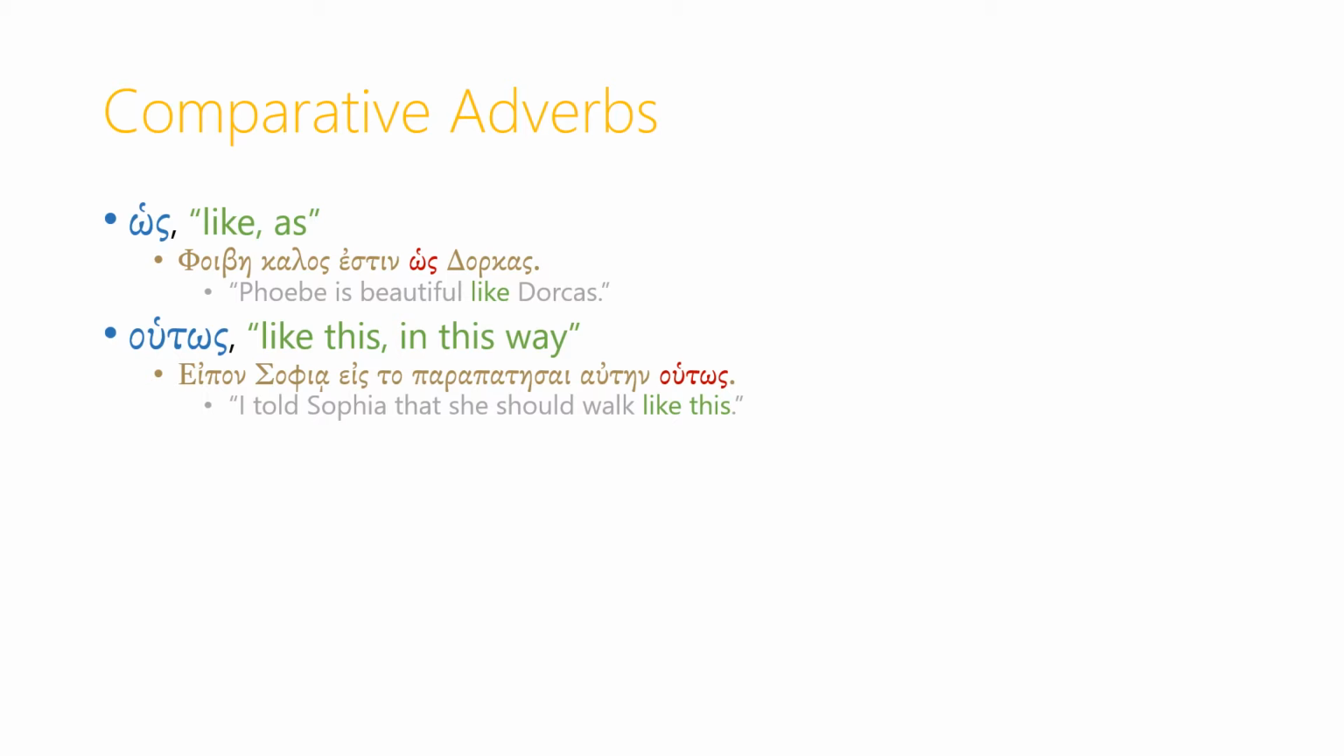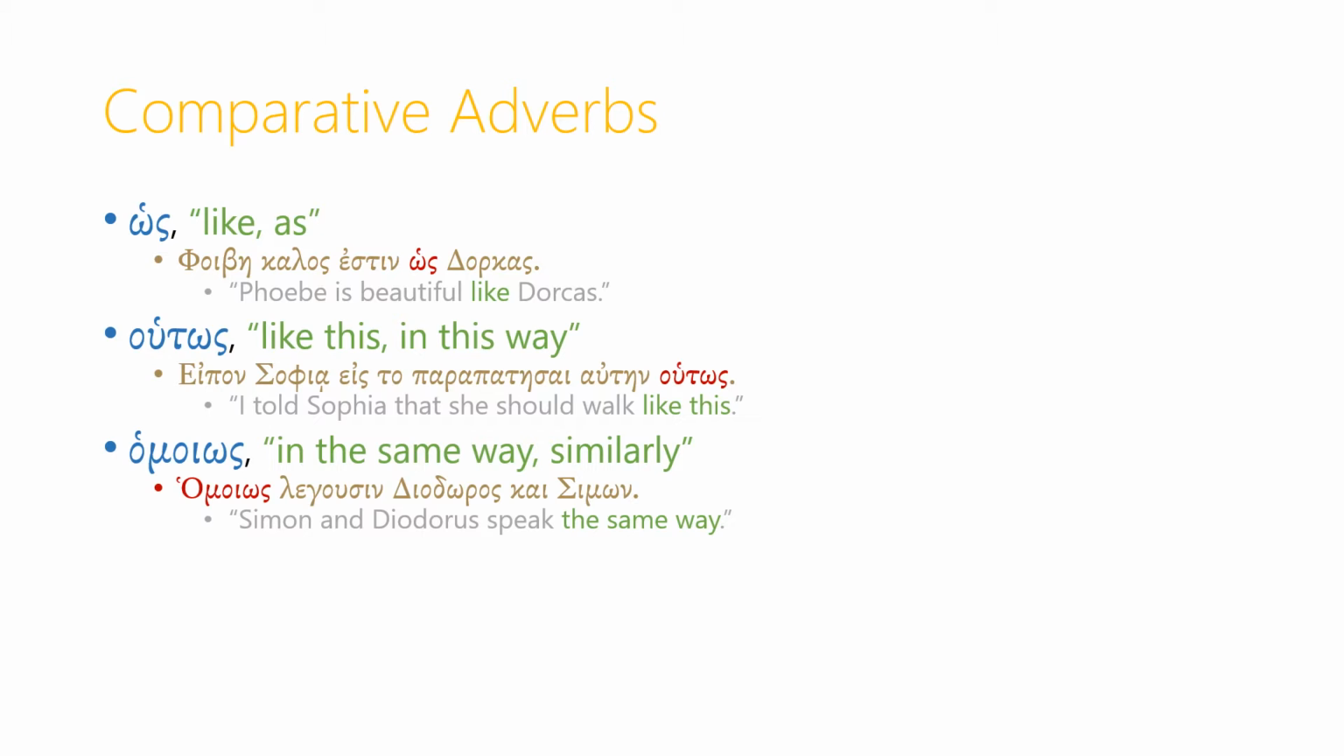Houtos means like this or in this way. You notice the hout part looks a little bit like the near demonstrative pronoun houtos, but we have the os part at the end, which has to do with adverbial ideas. And so houtos means to do something in this way. We might say, Epon Sophia es ta peripatesai autein houtos. I told Sophia, Epon Sophia, that she should walk, es ta peripatesai autein, like this, houtos.